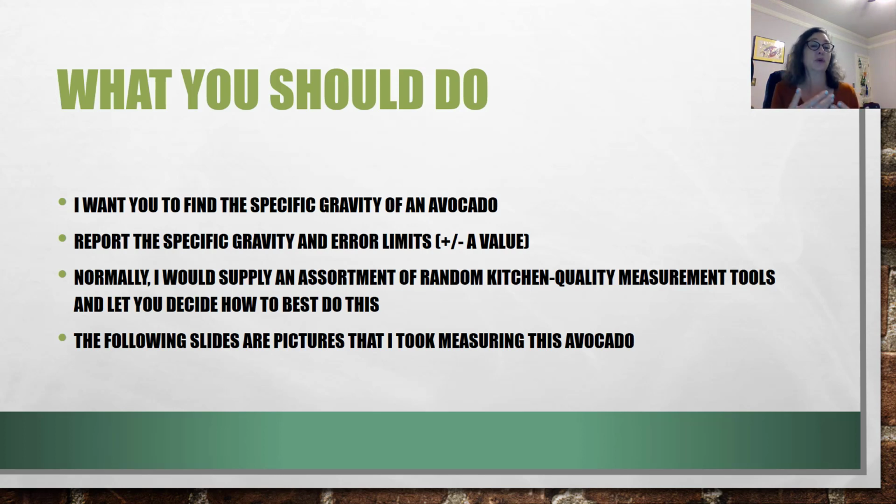If I had asked you for density instead of specific gravity, you might give me something like the density is 100 grams per milliliter plus or minus 1 gram per milliliter. Something along those lines. But I want specific gravity. Now, normally what I would do in class is I would just supply an assortment of really random kitchen quality measurement tools and let you figure out how to do this. But because I don't really know what you're going to have available to you, I've just taken some pictures of some measurements that I took for this particular avocado.